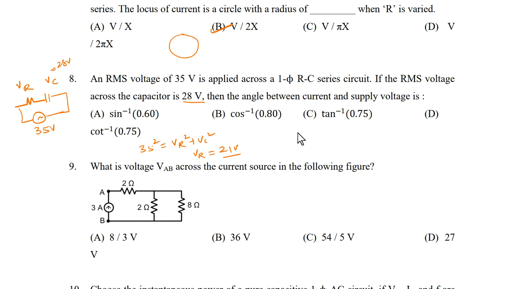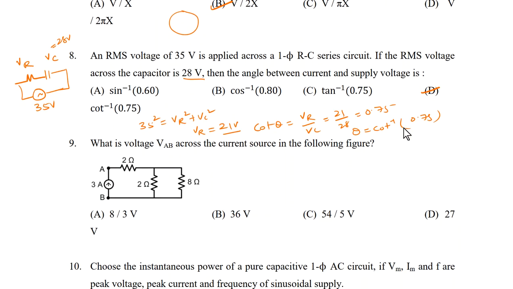Now we need to find the value of the angle here. Okay. So cot theta is equal to VR by VC. It's nothing but 21 by 28, that implies 0.75. Now the theta value, the angle between them, is cot inverse of 0.75. So the answer will be D here.